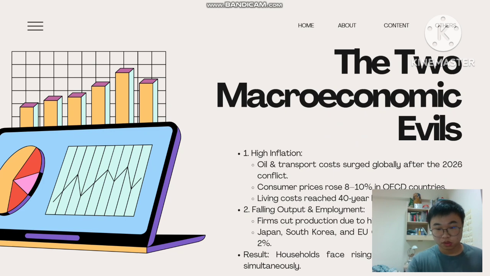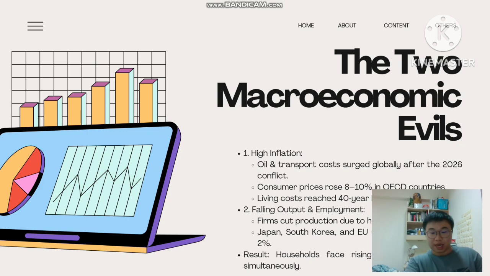Okay. There are 2 macroeconomic evils. First, high inflation. High inflation means oil and transport costs surged globally after 2026 as the conflict erupted. Consumer prices also rose 8 to 10% in OECD countries, and living costs reached a 40-year high.